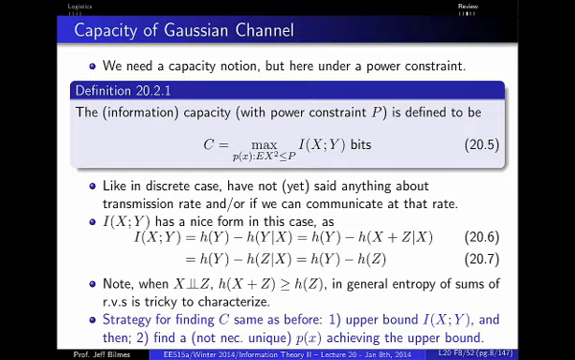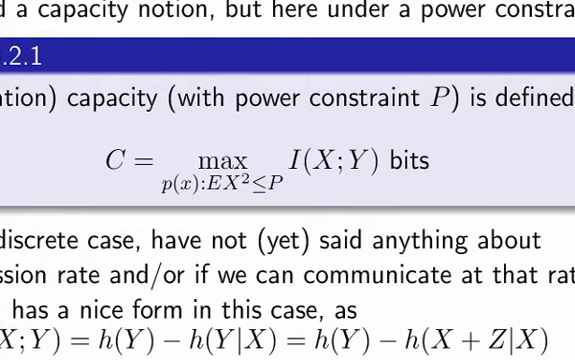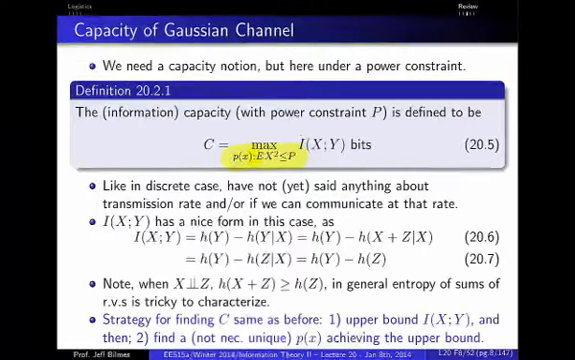The way we define it is very similar to how we defined the capacity for the discrete channel, except that there's now a constraint. We're maximizing over P, but the constraint is that the power constraint must be satisfied. So we're not interested in distributions that exceed our power usage constraints.